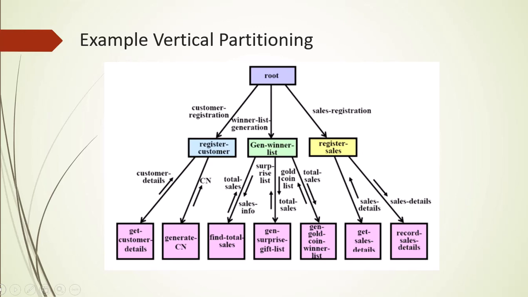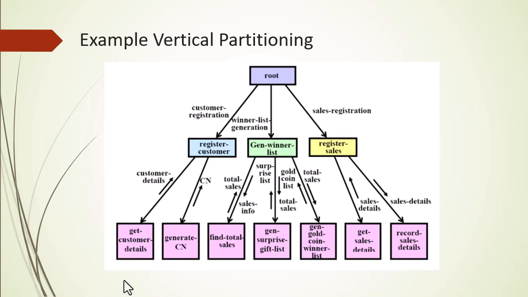There are three subsystems which are register customer, generate winner list, and register sales. So how is a customer registered? There are two subsystems. One is get customer details, so customer detail information is obtained, and generate customer number. Similarly, for getting the winner list, total sales will be calculated. So how sale is calculated, that is all about the vertical partitioning.